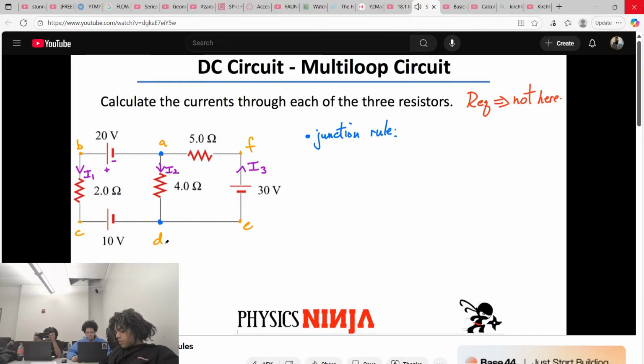So this is what I've got. I've got 3 different branches to the circuit. Therefore, I need 3 different currents. And that's what I'm going to try to solve for. What are I1, I2, and I3?